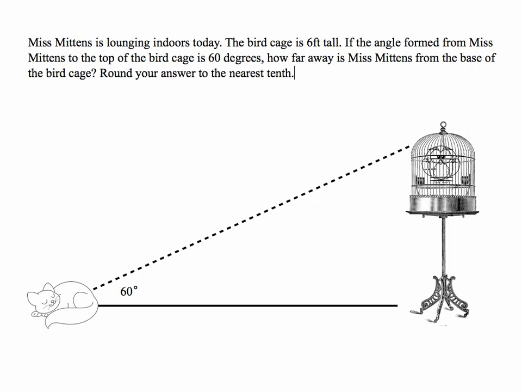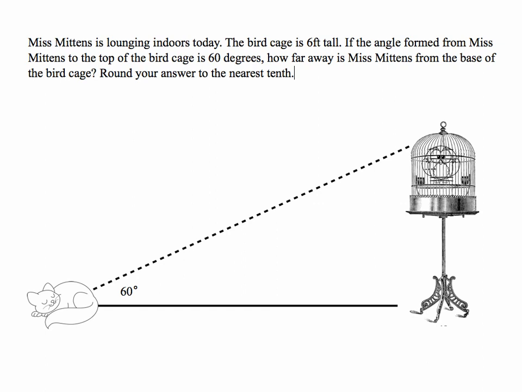Miss Mittens is lounging indoors today. The bird cage is 6 feet tall. If the angle formed from Miss Mittens to the top of the bird cage is 60 degrees, how far away is Miss Mittens from the base of the bird cage? Round your answer to the nearest tenth.